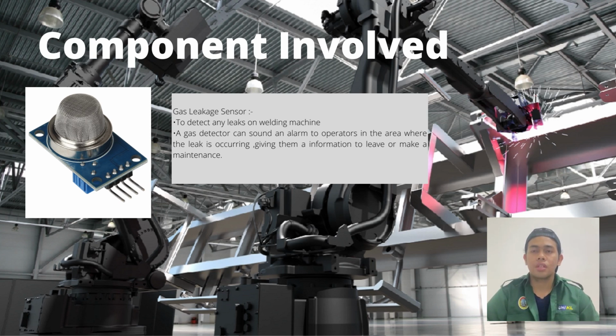Alright, the last one is the gas leak sensor. This component works to detect any leak on the welding machine. So the detector will make a sound and alarm the operator in the area where the leak is occurring, and then give them information to leave or do maintenance.